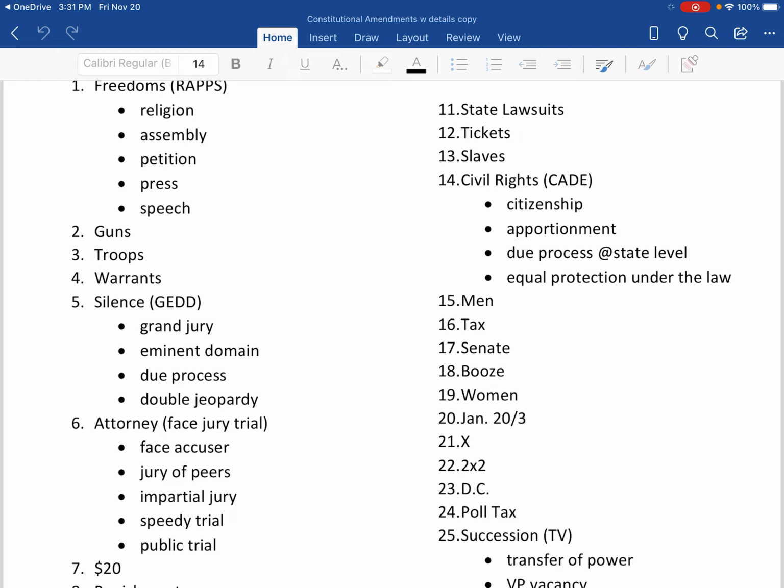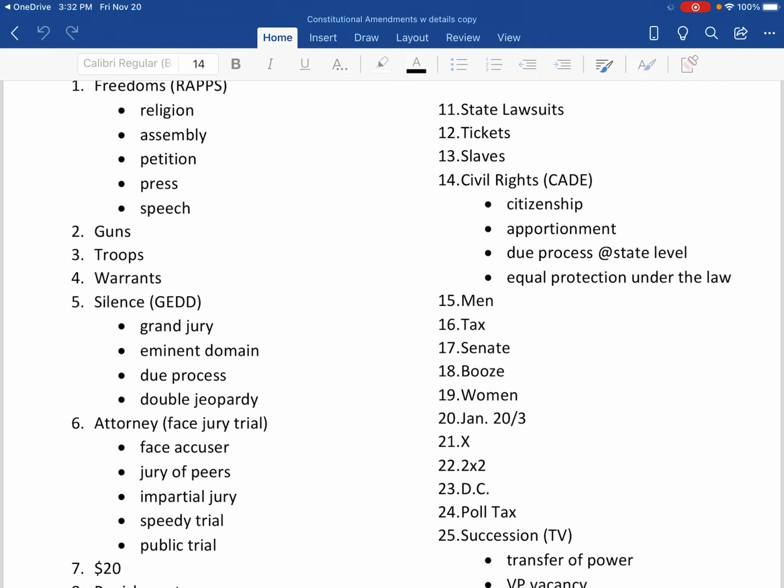23 is DC, and this is electoral votes for those who live in DC. People who live in Washington, D.C. are not citizens of any state. They're federal citizens, but they get representation in the House of Representatives of the least populous state. So currently it's 3 for both North Dakota and Wyoming. And so D.C. gets 3 votes in the Electoral College.